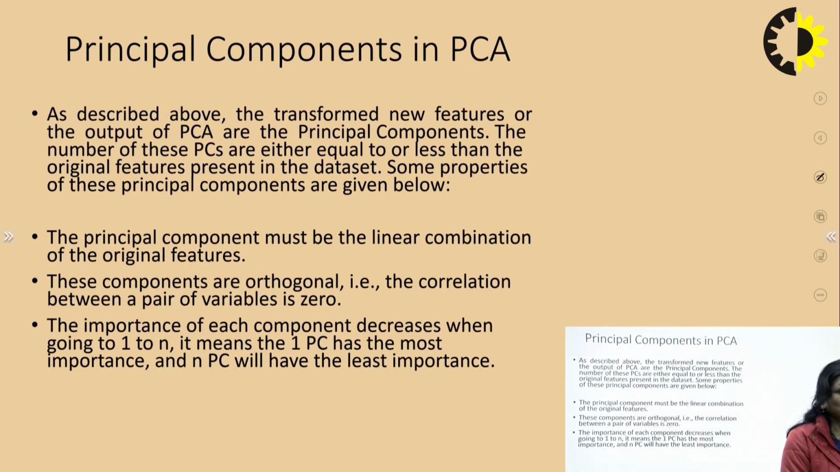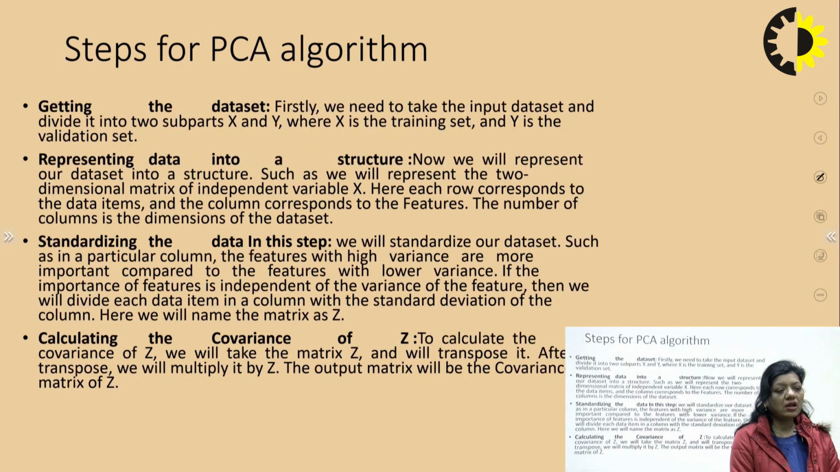Next is PCA, which is described above. The transformed new features, the output of PCA, are the principal components. The number of these PCs is either equal to or less than the number of original features in the data set. Some properties of PCA: the PCs must be linear combinations of the original features, and the components are orthogonal, that is, the correlation between a pair of variables is always 0. The importance of each component decreases going from 1 to n. It means that PC 1 has the most importance and PC n will have the least importance.